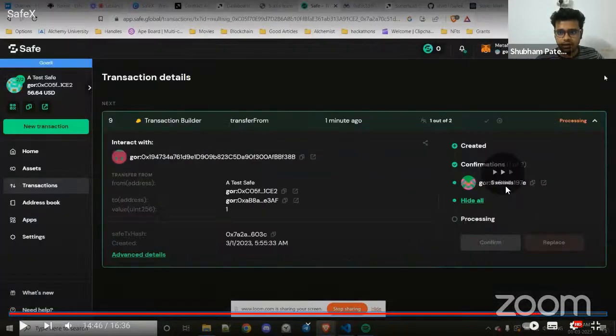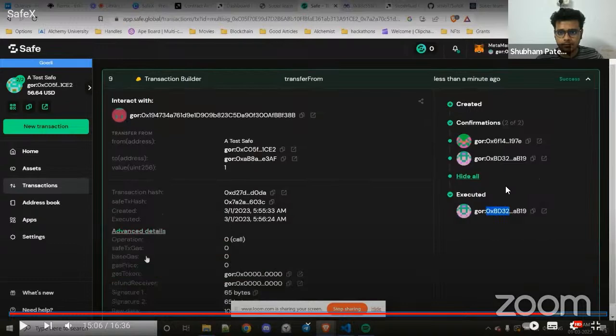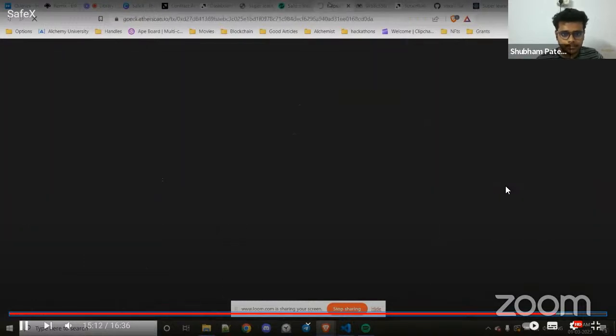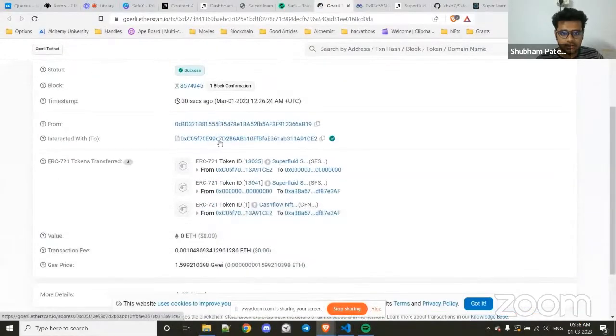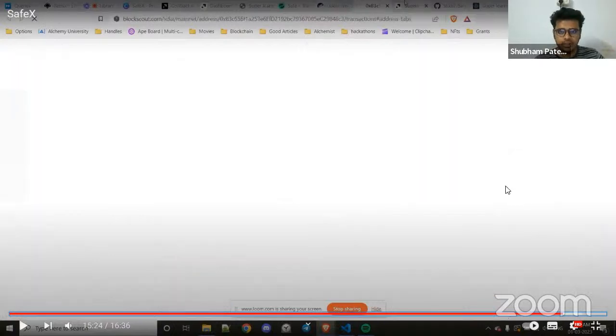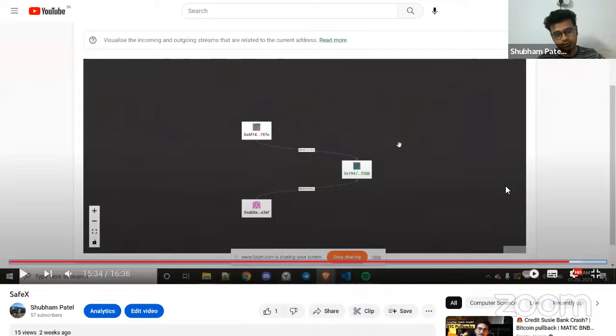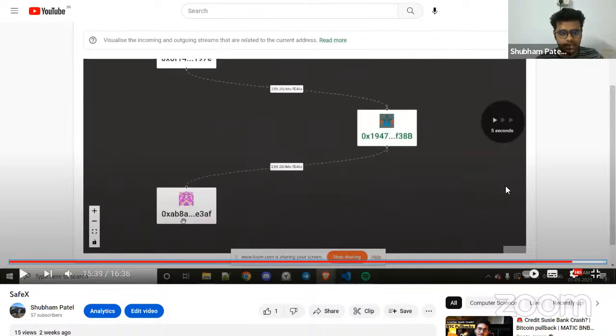As you can see, after both confirmations, the transaction will be executed. And we can also check on the transaction that the NFT is transferred from the Safe address to the new address, that is 0xAB8. We can also check on Superfluid's dashboard, the map which shows in which way the money stream is flowing. If you can observe, before it was the Safe address which was receiving the money stream, and now it's changed to the new address, that is EB88, with the full money stream.